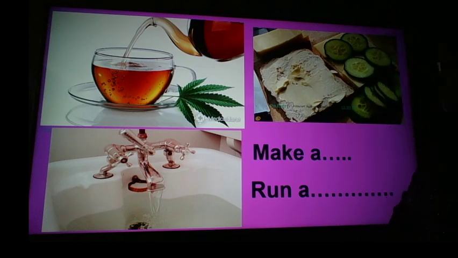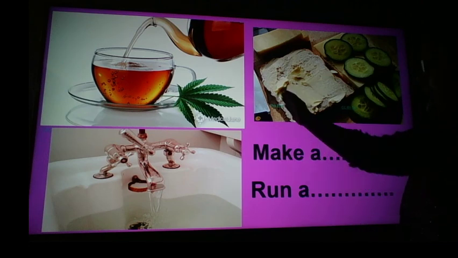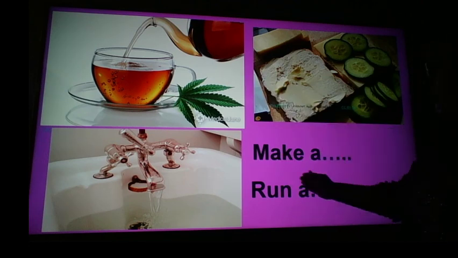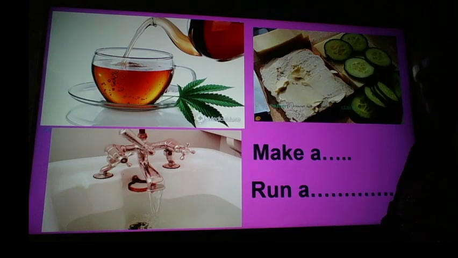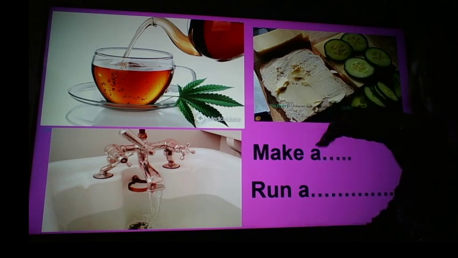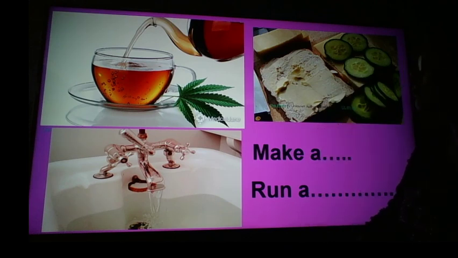So if you're wondering, why do we say make a cup of tea and run a bath? It's because what we're really saying with run a bath is, can you run the water into the bath? But we say run a bath.